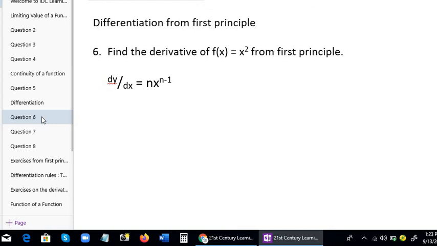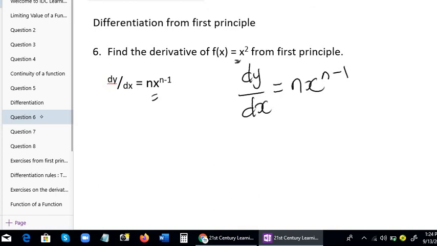We are going to look at differentiation from first principle. This is the formula you need to know. dy/dx equals nx to the power n minus 1. So I'm going to apply it here to differentiate this simple function, so that you can understand how it works.